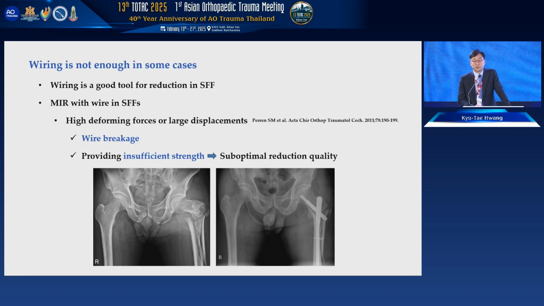Although wiring is a good tool for reduction in subtrochanteric fracture, there are some disadvantages of wire, such as wire breakage or insufficient strength in cases with higher deforming force or displacement.